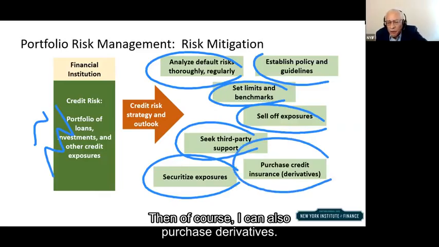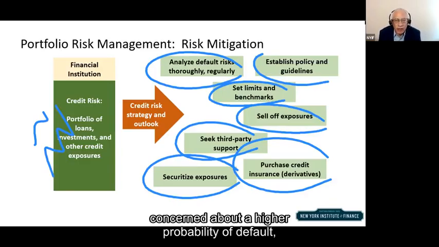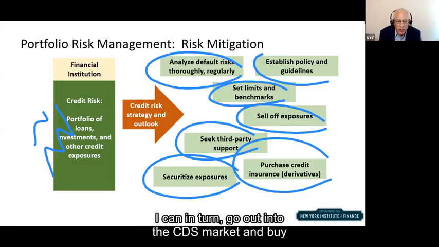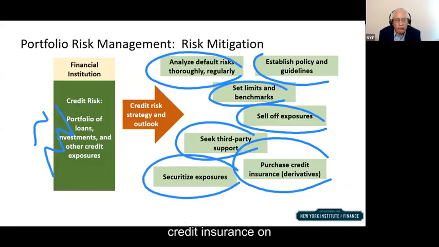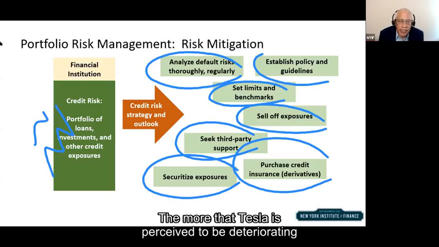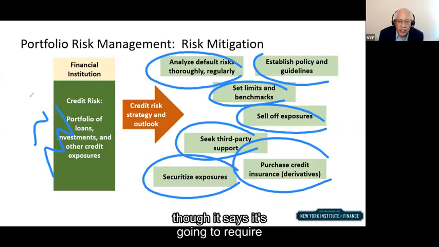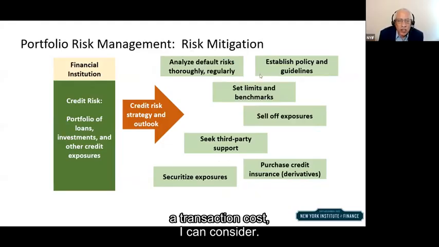And then, of course, I can also purchase derivatives. Early on, we talked about the Tesla case, where if I have a loan to Tesla and I'm concerned about a higher probability of default, I can go out into the CDS market and buy credit insurance on the notional gross amount of the loan. I'm going to pay a credit spread. That's my premium for that derivative, the pricing of that derivative. And the more that Tesla is perceived to be deteriorating, the higher the premium, just like any type of insurance. I can do that, even though it's going to require a transaction cost.